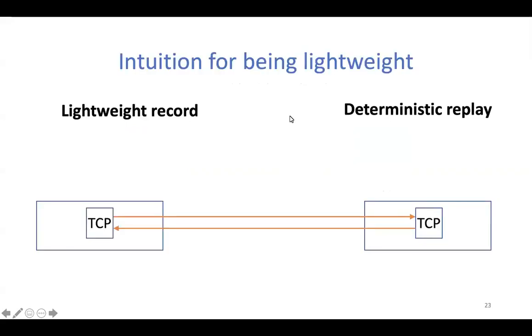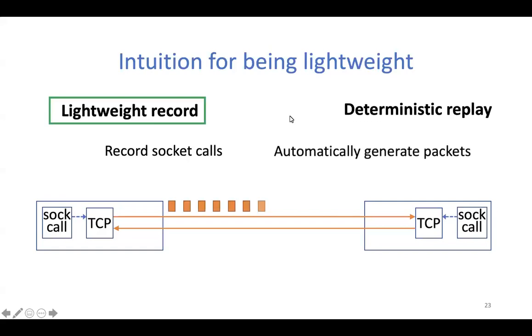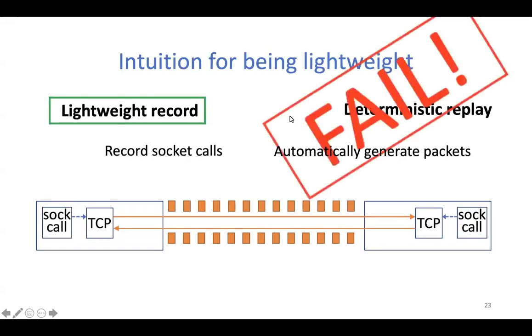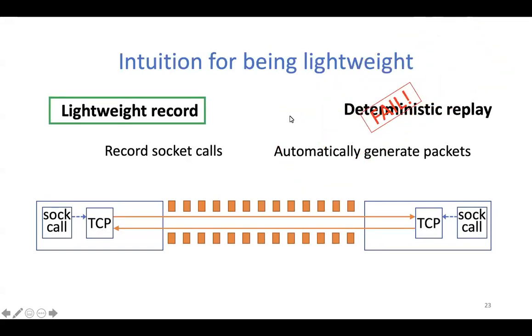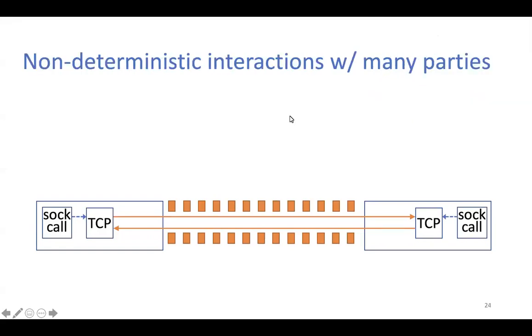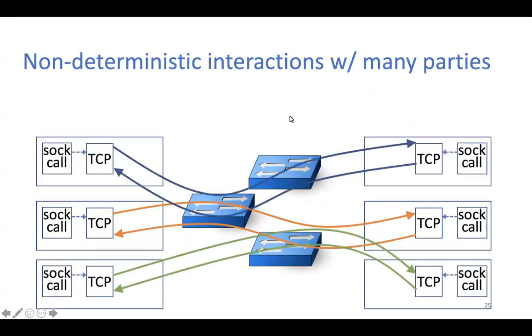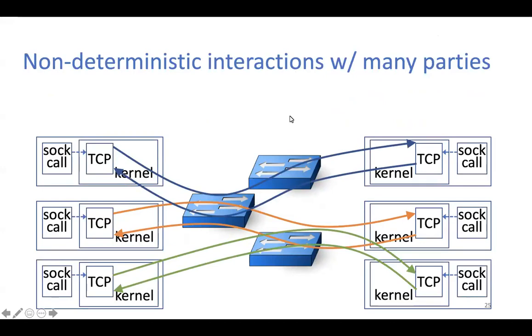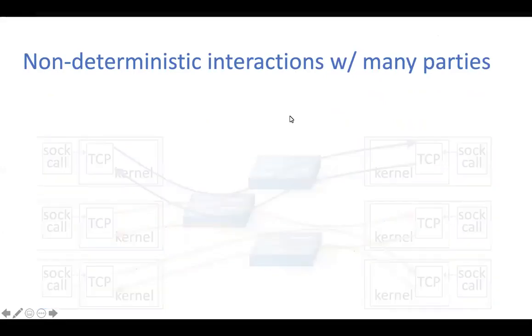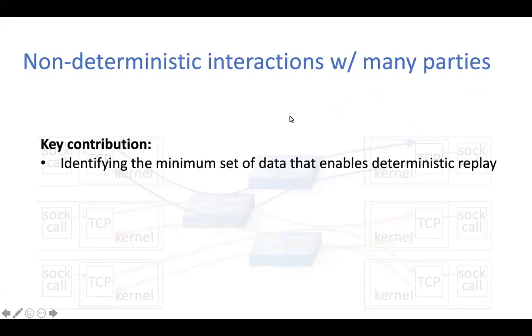So these are the two key features of DETER. The intuition for being lightweight is very simple. Suppose we record all the socket calls, then TCP itself will automatically regenerate all the packets. But this alone fails to deterministically replay TCP. This is because TCP has many non-deterministic interactions with other parties, including the switches, other connections, and also the kernel running on each host. So our key contribution is to identify the minimum set of data that enables deterministic replay.